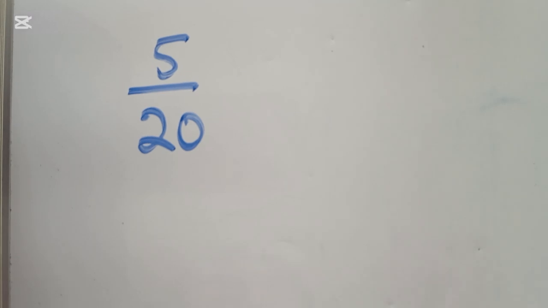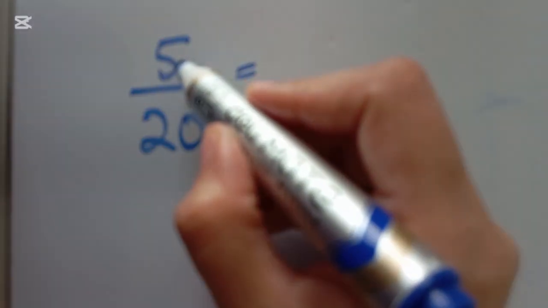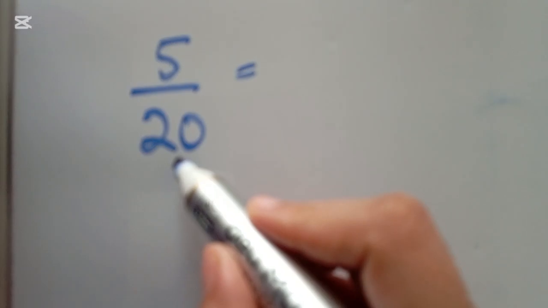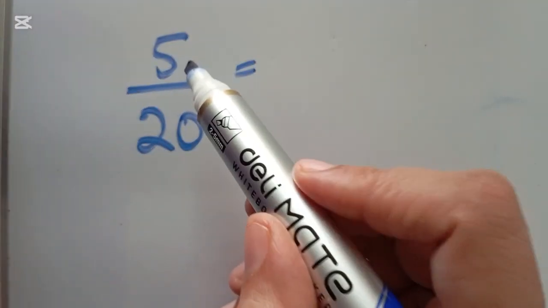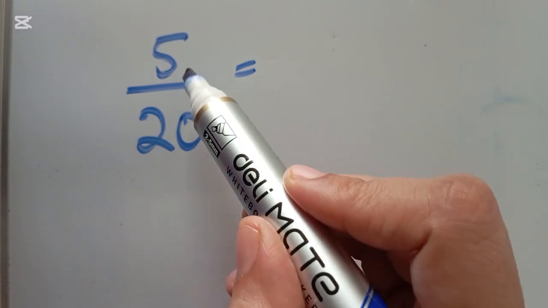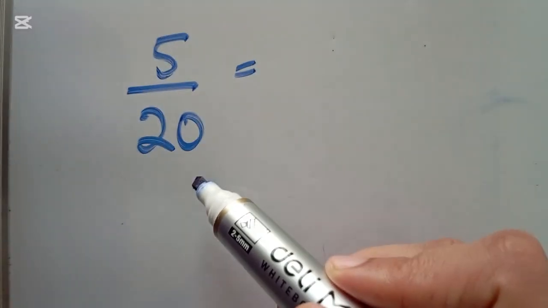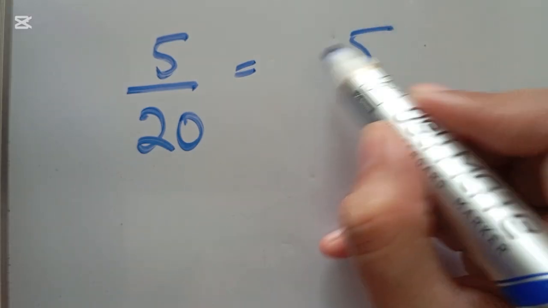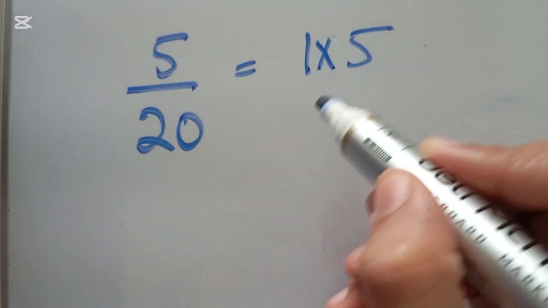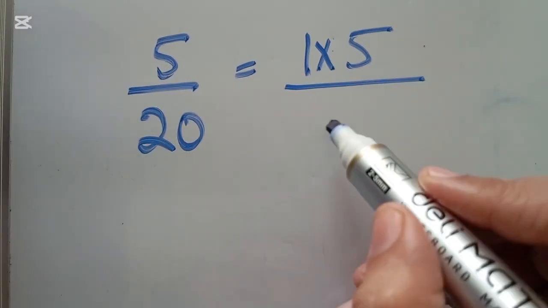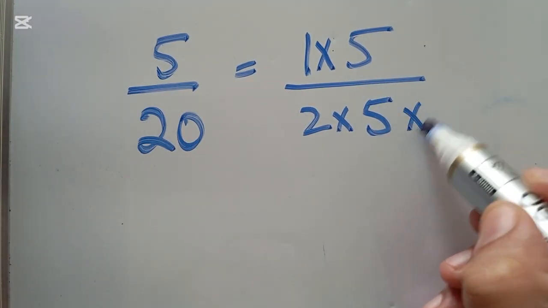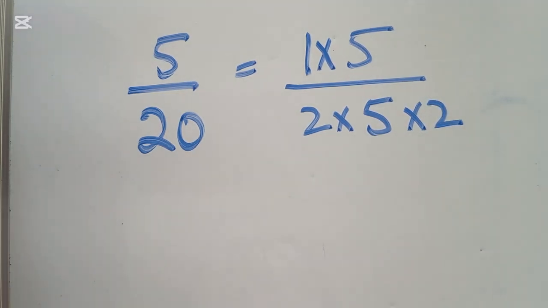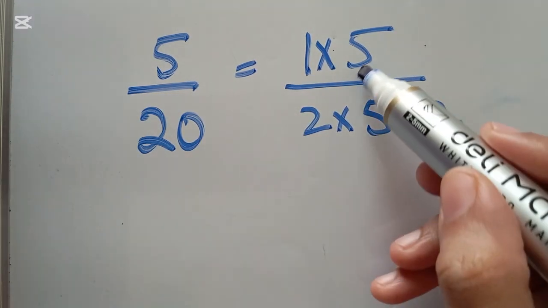Now I have a fraction that is 5 over 20. Now again this is a prime number, but I know that when I make the factors of 20, I can get a 5 over here because 5 is such a prime number which can be a factor of any other number as well. So I will write the factors of 5, that is 1 and 5, because it's a prime number, but the factors of 20 are like 2 multiplied by 5, that is 10, and 10 multiplied by 2, which is 20.